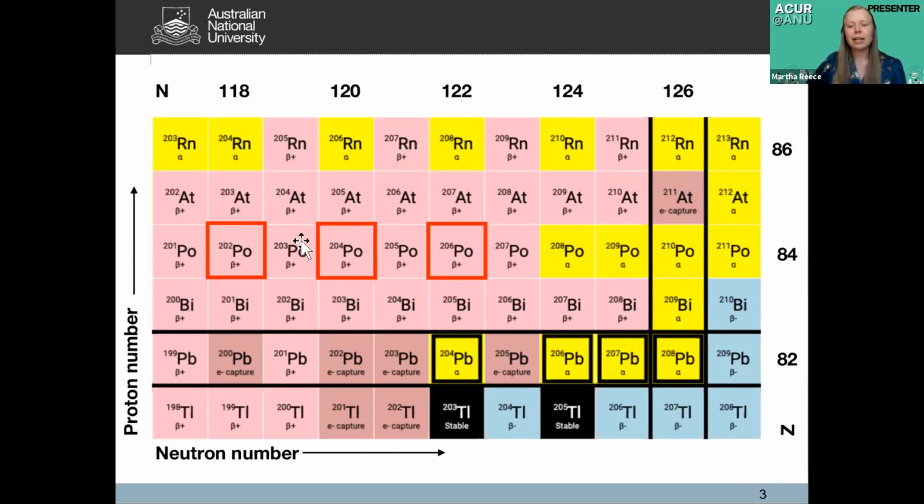So in this investigation, we were looking at these three polonium isotopes that I've outlined in red, and these are in the region nearby lead-208, but a bit further away from the shell closure. And what we're trying to do is to quantify the transition from the single particle behavior near lead-208 into the collective behavior further away by sequentially removing two neutrons and seeing how that changes the nucleus's behavior.